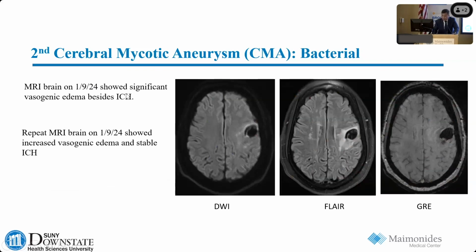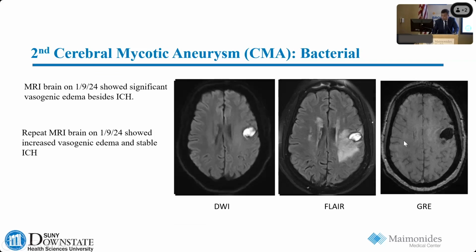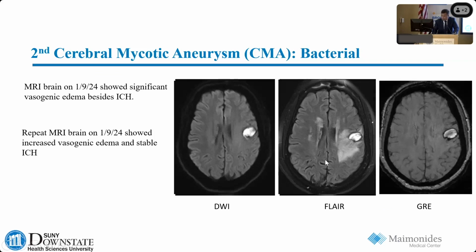The MRI brain at initial presentation showed significant hemorrhage, with diffusion, FLAIR and gradient echo sequences showing significant vasogenic edema. This is almost like a telltale sign: the edema from the hemorrhage is out of proportion, from the inflammatory process, not necessarily just from the vasogenic edema or compression. Two weeks later, they showed additional edema, but the bleeding relatively stayed the same.